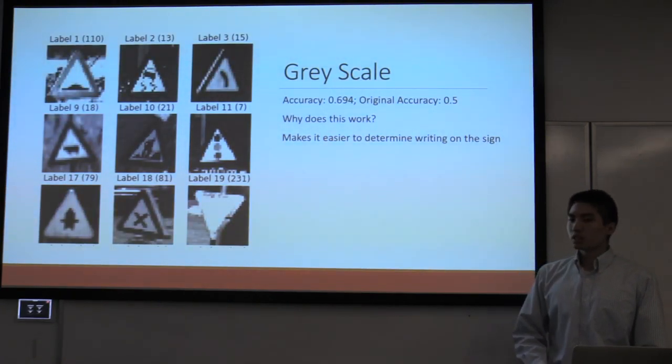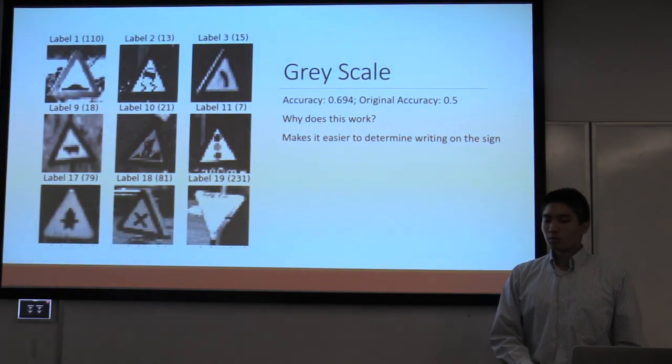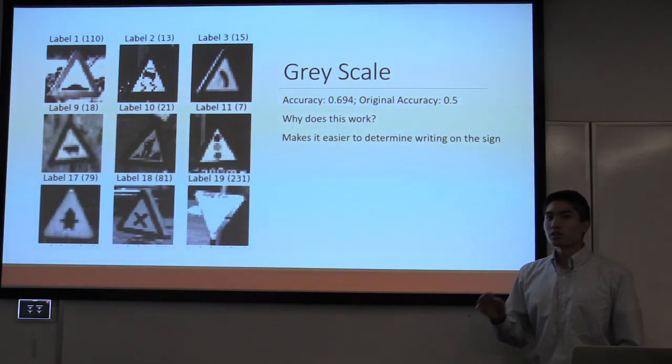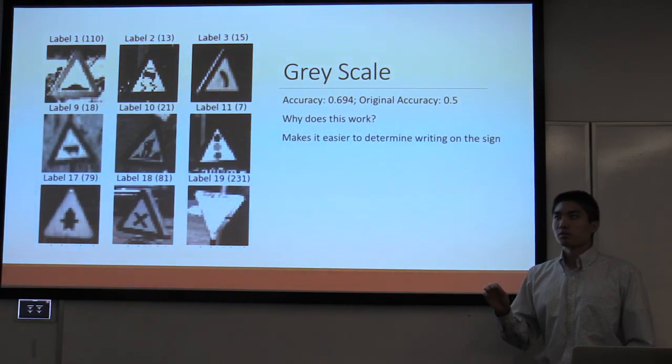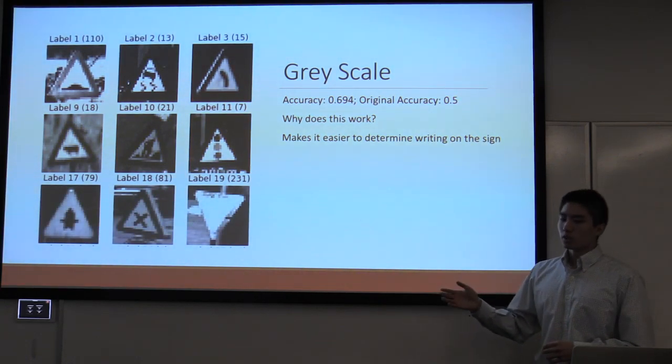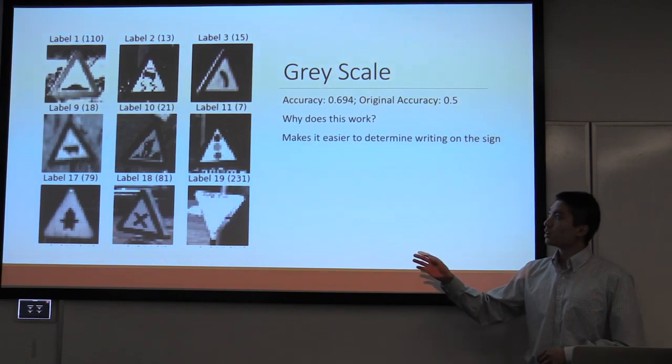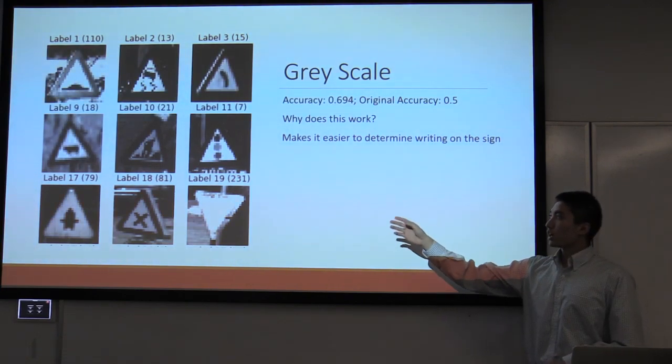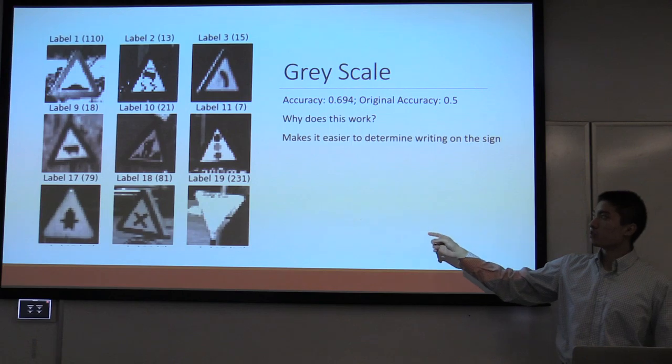To improve accuracy, I grayscaled the images. By removing the three primary colors, I increased the accuracy to 0.694 from 0.5. Why does this work? It makes it easier for the computer to determine the writing on the sign. Now there is a higher contrast between the figure and its background.